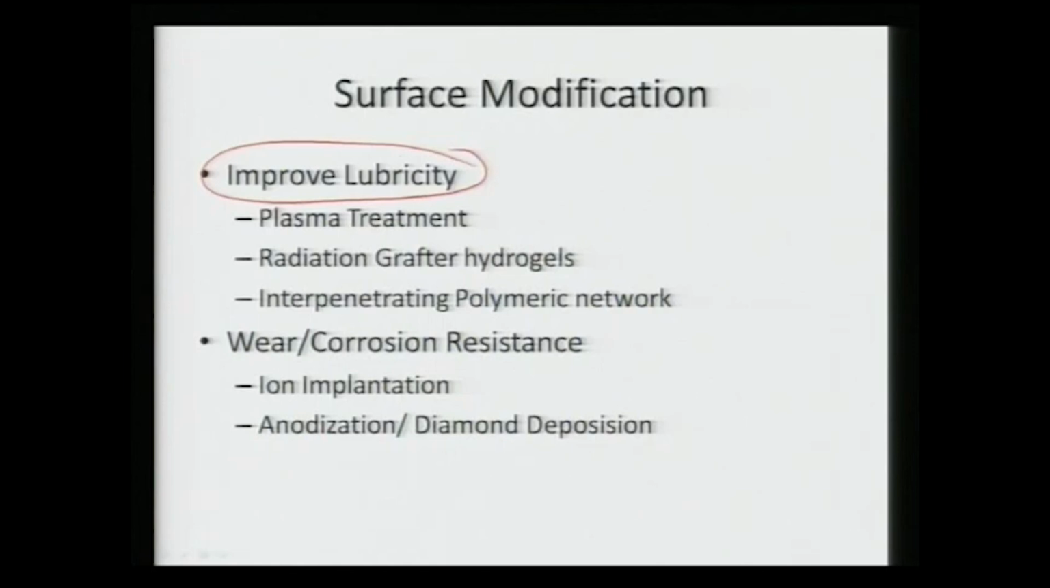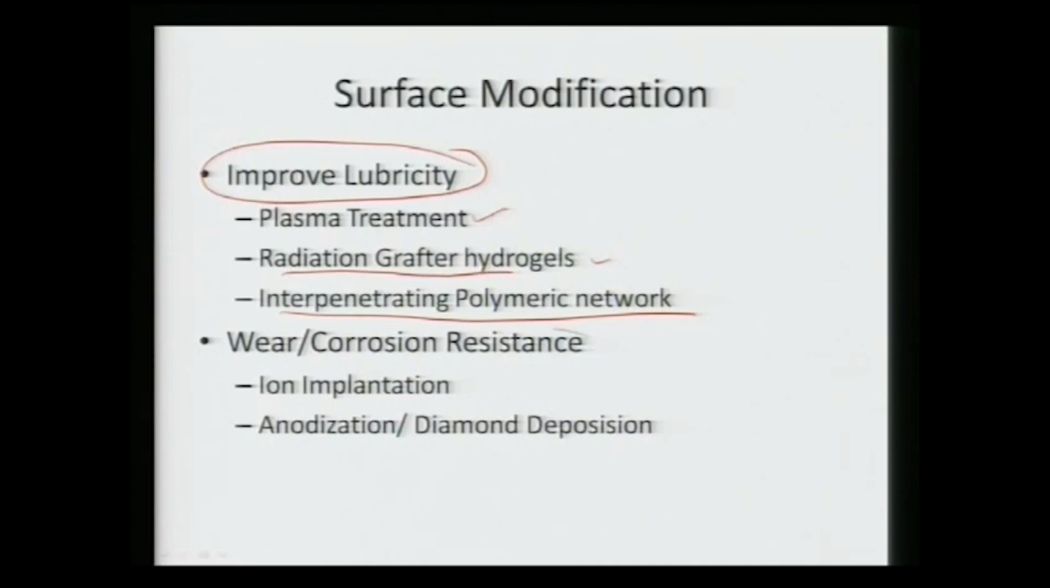And in certain regions we want to improve the lubricity. In the case of certain joints, we want to enhance the lubricity so that the mating surfaces undergo minimum friction. So, we can impart certain treatments such as plasma treatment. We can also induce radiation grafted hydrogels. We can also induce something called an interpenetrating polymeric network in order to supply nutrients or even to supply lubricants for reducing the overall friction between the two mating or adjoining surfaces.